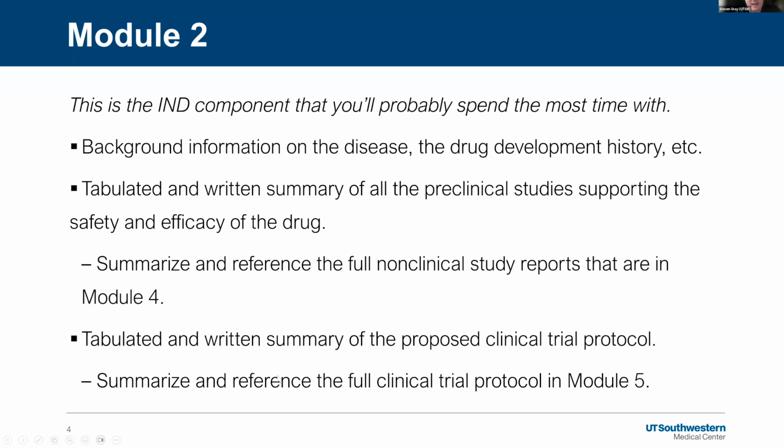And same thing, you're going to have a tabulated written summary of the proposed clinical trial protocol, and that's going to reference the full protocol that's in module 5. So think about module 2 as sort of the meat of your story. This is where the FDA is going to start a lot of their review. They're going to read through and try to understand the whole picture of what you're doing, and then they're going to go to the other modules to get the detailed information where they have questions.